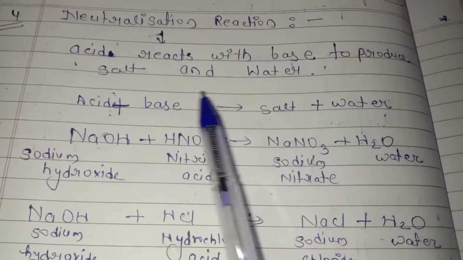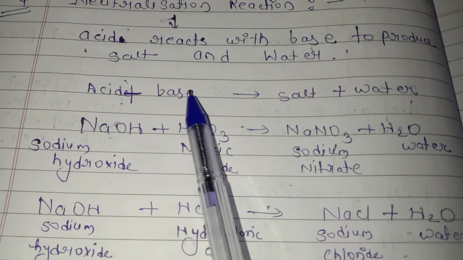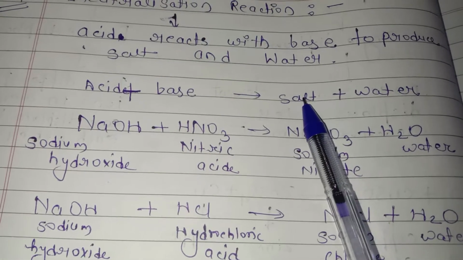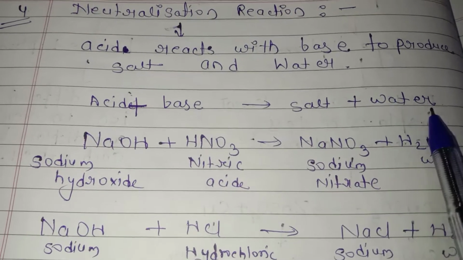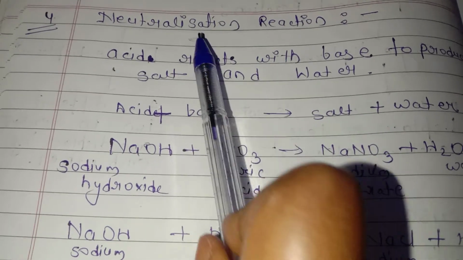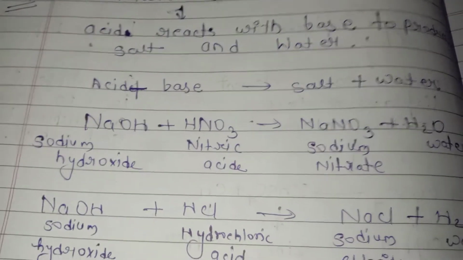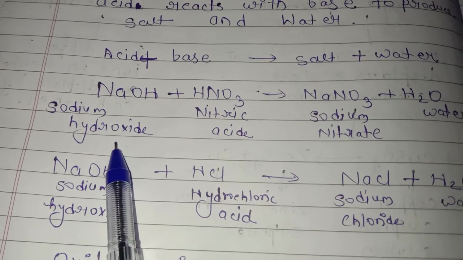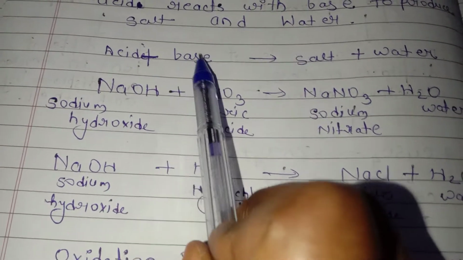Now see, when one acid and one base react with each other, they give salt plus water. So this is the form of your neutralization reaction. Now see some examples. NaOH is sodium hydroxide. Sodium hydroxide is a base.